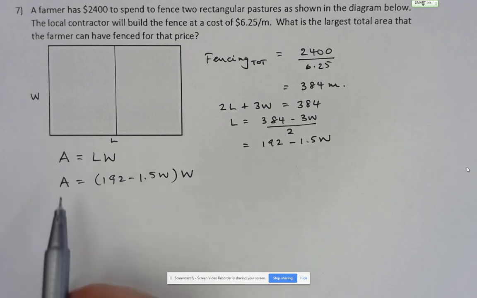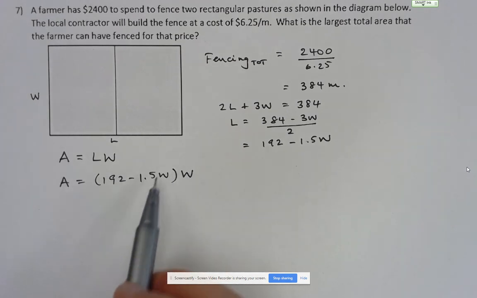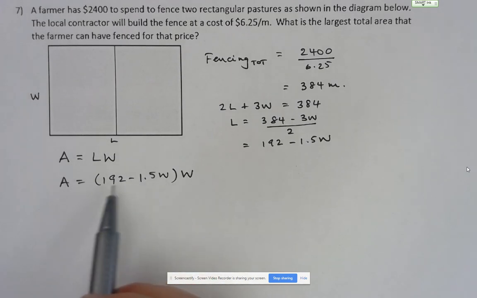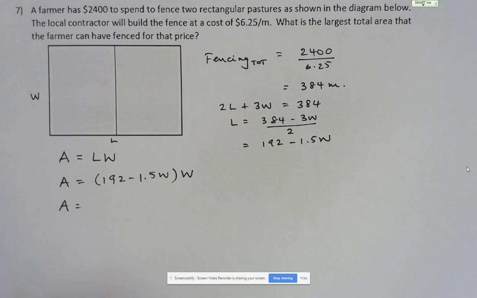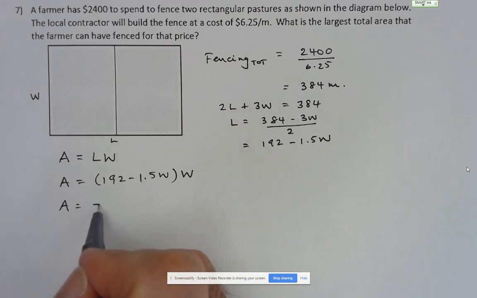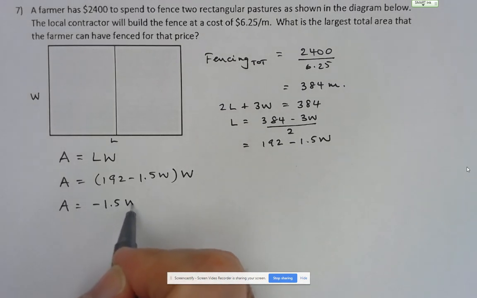All right, and now I have a function in terms of one variable, and not only is it a function in terms of one variable, it's a quadratic function. Okay, so let's multiply this out. So we have negative 1.5 W squared.